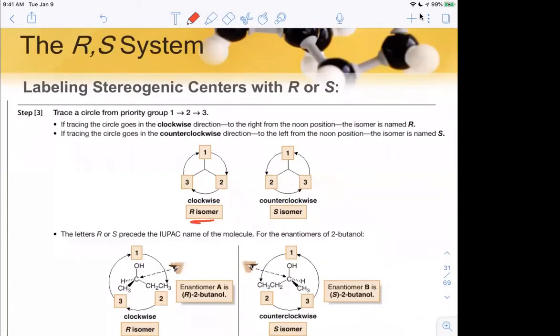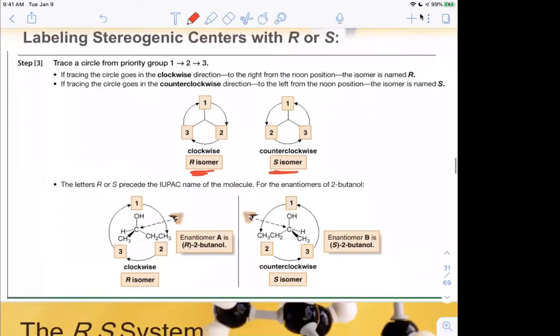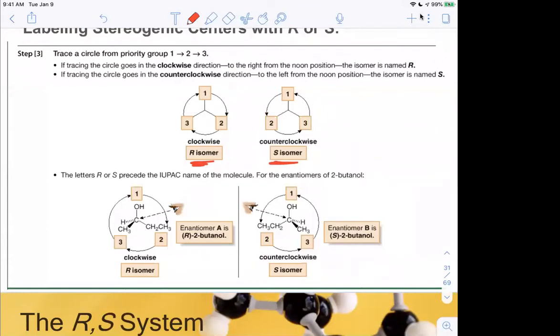So clockwise gives me R, counterclockwise gives me S. I'm going to write the R or the S, and I'm going to have that precede the IUPAC name, and I'm going to put it in parentheses. So this is the name for that isomer that goes clockwise.